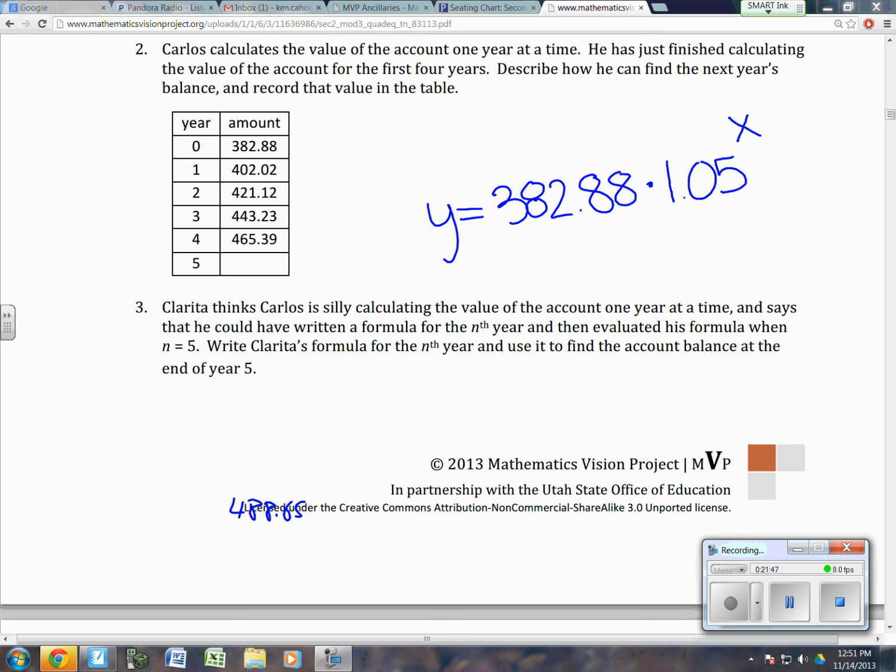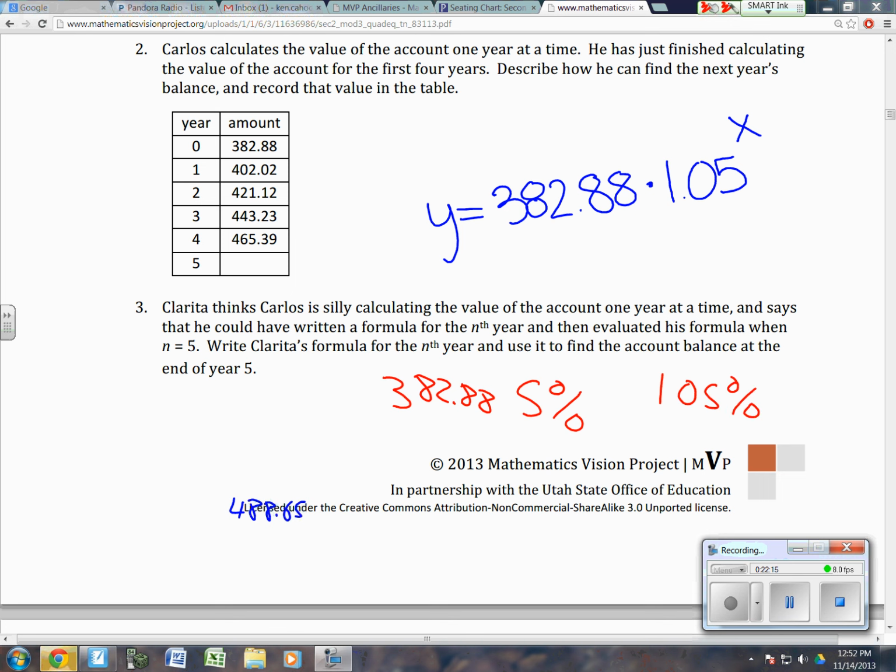1.05, because we're taking 5%, right? But if I took 5% of 382.88, if you times it, that's going to be a small number. That's just going to give you the interest that you earned, right? But we want to add the interest back to what we started with. We want to take the 100% of what we had plus the 5% interest that we added. So that's 105%.